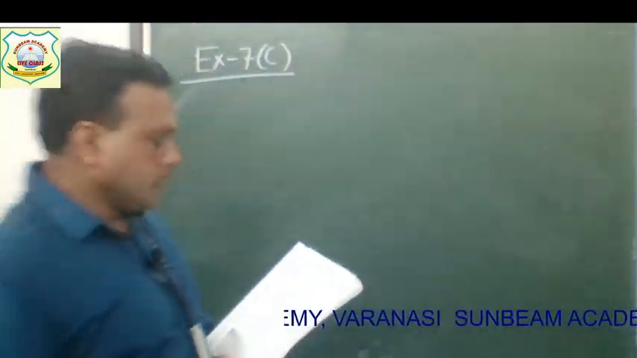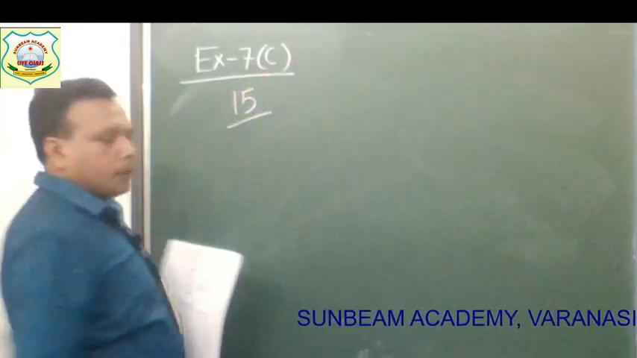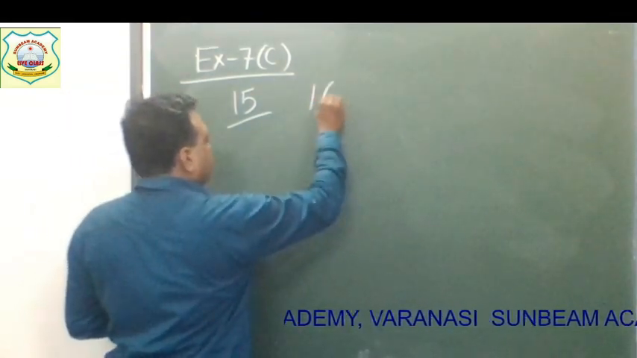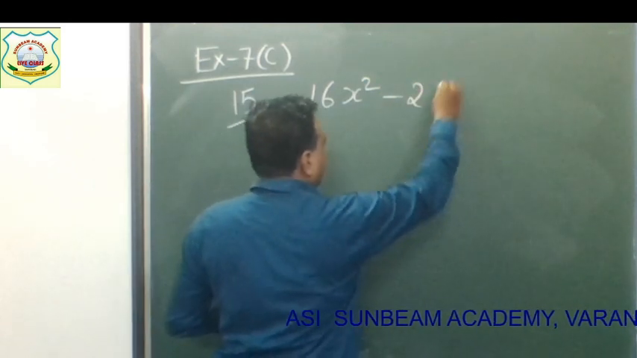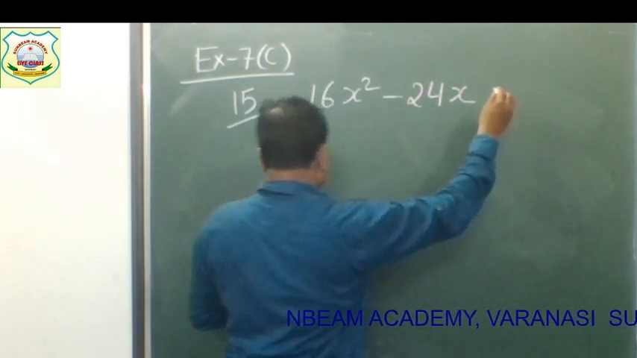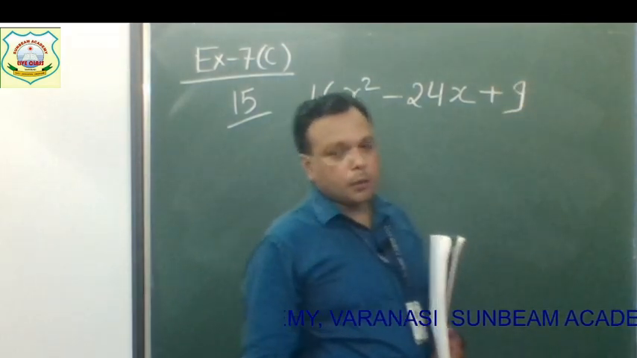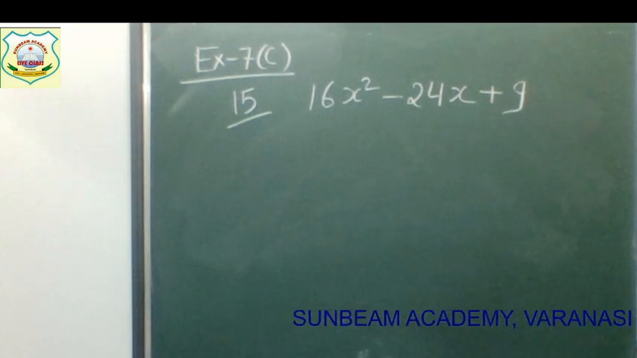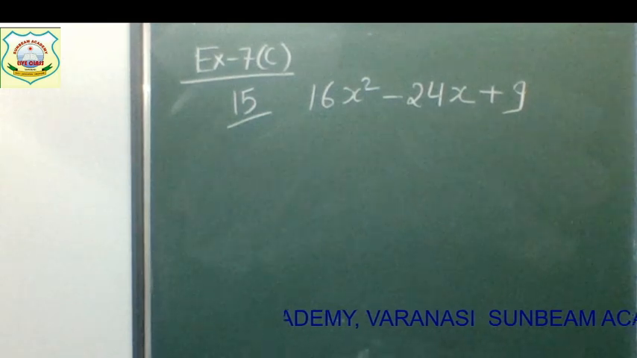Question number 15 is given, students: 16x square minus 24x plus 9. Note it down, students, 16x square minus 24x plus 9. Students, what do we have to do here?